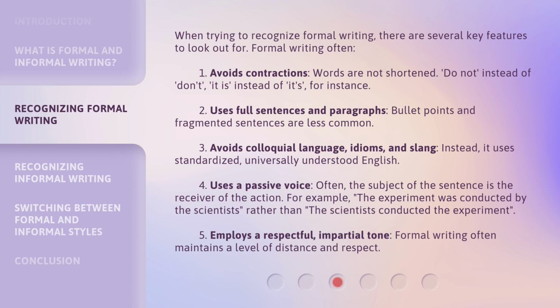3. Avoids colloquial language, idioms, and slang. Instead, it uses standardized, universally understood English. 4. Uses a passive voice. Often, the subject of the sentence is the receiver of the action. For example, the experiment was conducted by the scientists, rather than the scientists conducted the experiment. 5. Employs a respectful, impartial tone. Formal writing often maintains a level of distance and respect.